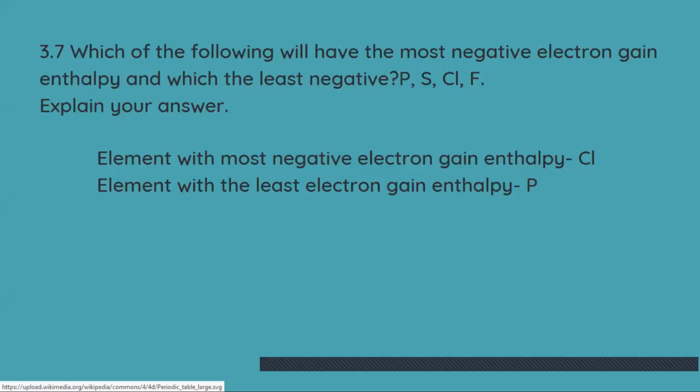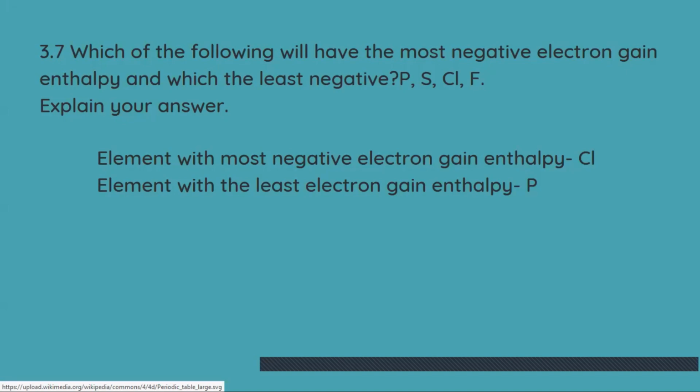Next, which of the following will have the most negative electron gain enthalpy and which will have the least negative? Now, the element with the most negative electron gain enthalpy in the periodic table is chlorine. Technically, we'd expect fluorine to have it, but because of repulsions in the 2p orbital and its small size, it does not have a very highly negative electron gain enthalpy.